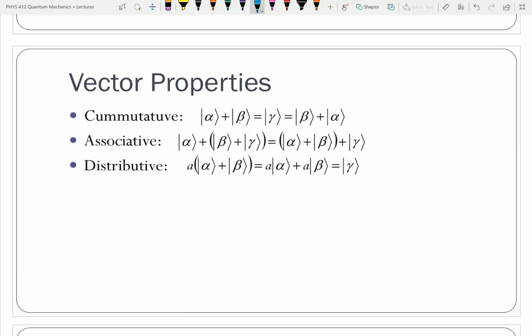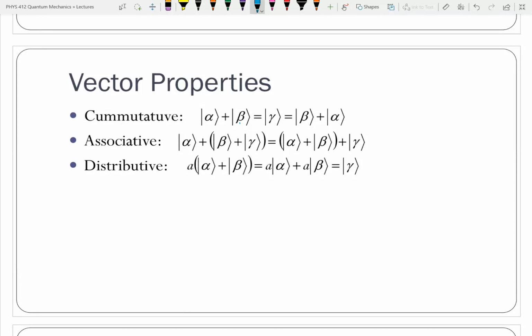The associative property, well, it really is, it doesn't matter what order you add them again. I grouped this, so I did beta plus gamma first and then added alpha, or alpha plus beta first and then added gamma. It's going to give you the same answer. Doesn't matter what the order is of your operations of adding. And then finally, the distributive is the last one.